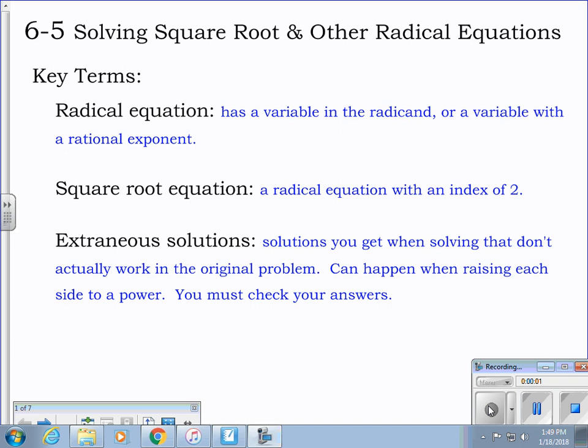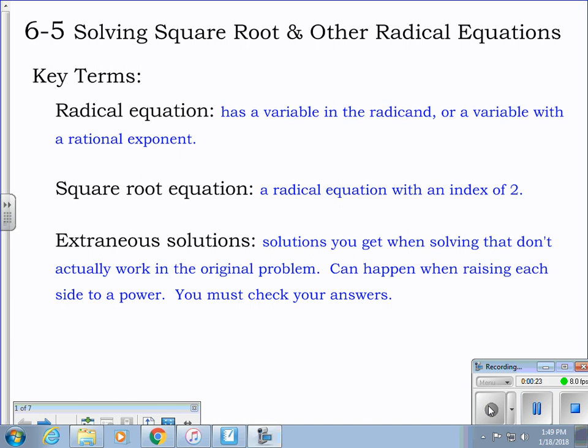Okay, so we're recording. Solving square root and other radical equations. I'd say about 85, 90% or more of what you're going to be solving will be square root equations. A radical equation has a variable in the radicand or a variable with a rational exponent.